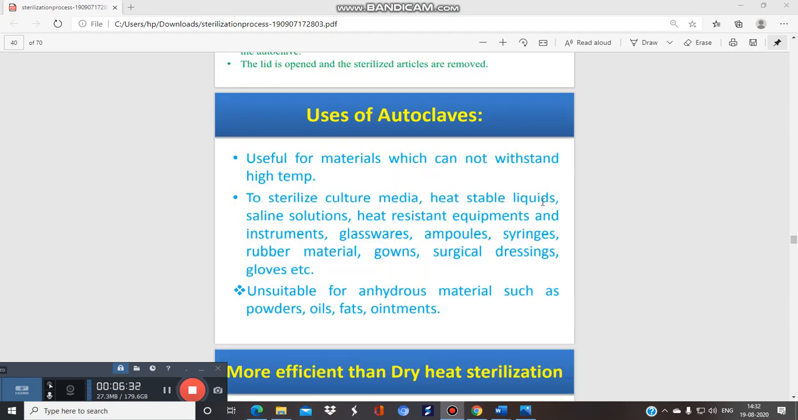So autoclaves are generally used to sterilize glassware, ampoules, syringes. We have covered this. Gowns, surgical dressings, gloves, etc. It is not suitable for anhydrous materials such as powders. So for drying of the powder, you can go for dry heat sterilization also. Oils and fats are also unsuitable ones.